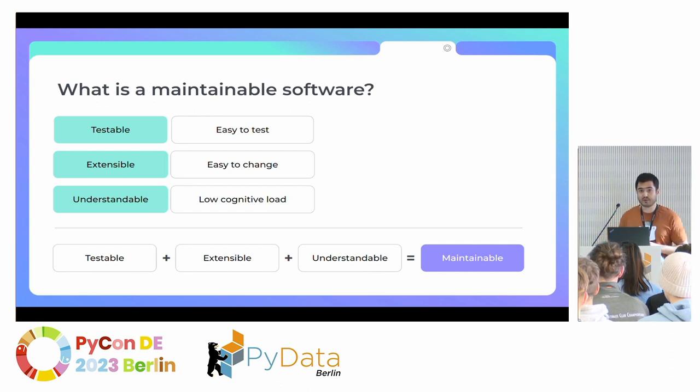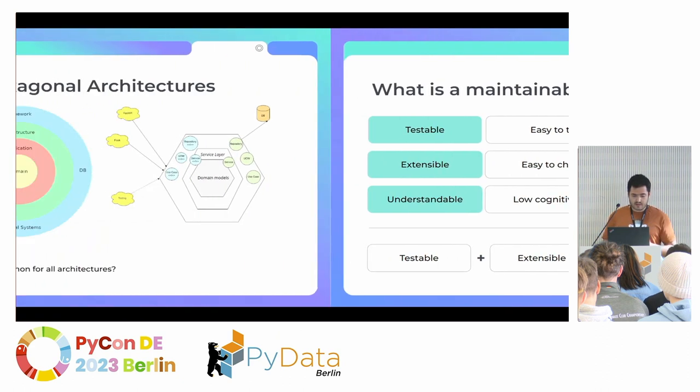Easy to change, modify, extend, that means extensible. And low cognitive load: when you onboard somebody new in your team, in your project, if it's a higher cognitive load, that means that you have a higher cognitive complexity and it's not understandable at all. And if you combine all three, you get maintainable software.